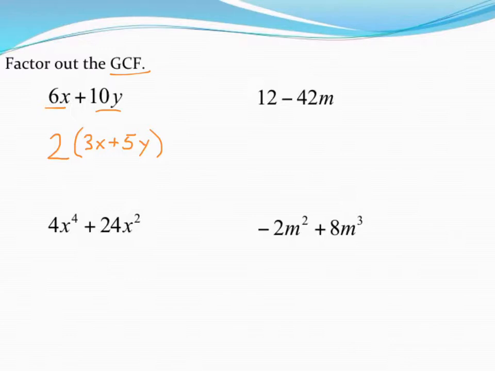Now what I meant by reverse distributive property, and this is the way you check your answer too, is if I were to redistribute the 2 into the parentheses, 2 times 3x gets us a 6x, and 2 times 5y gets us a 10y. So I end up with the same expression. So that's what it means to factor using the greatest common factor.